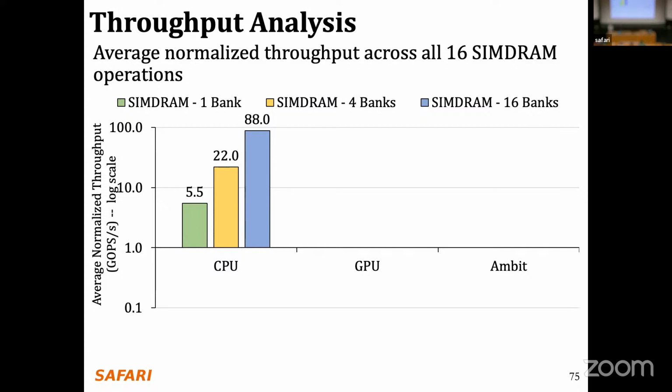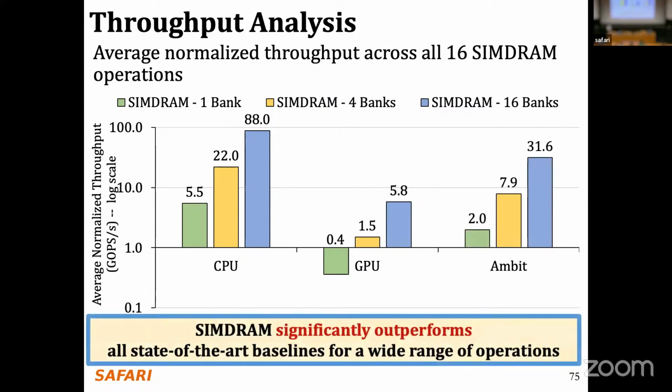And so compared to the CPU, SimDRAM with 16 banks achieves 80 times normalized throughput. This is normalized, averaged across all of those 16 different DRAM operations that I mentioned. Compared to the GPU, we can have up to 5.8 times the throughput if you use 16 DRAM banks, and compared to Ambit, we improve the throughput by 31.6 times.